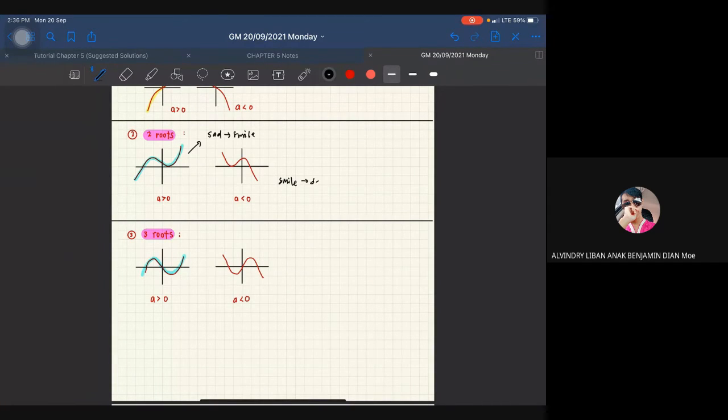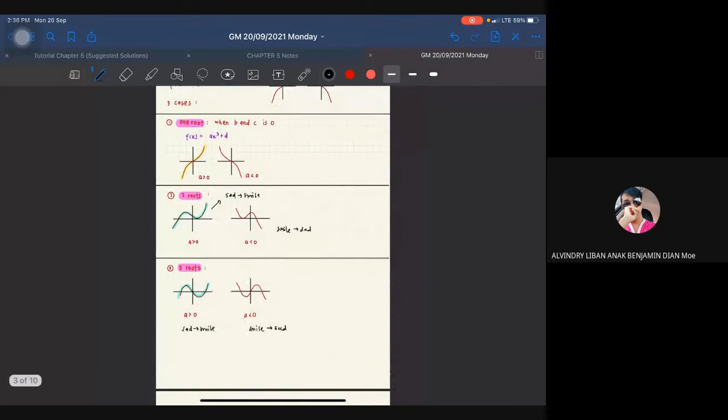Smile to sad. Okay, yang bawah pun sama. So bila A greater than 0, dia jadi daripada sedih ke gembira. Okay, and then from when A is less than 0, from smile, you become sad. Okay, macam tu. Okay, so ini adalah 3 case of cubic.